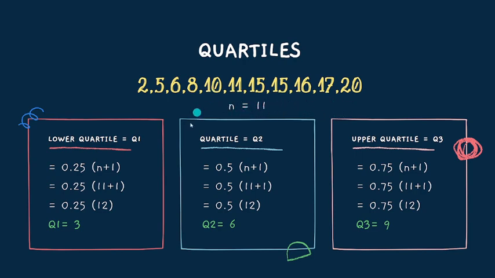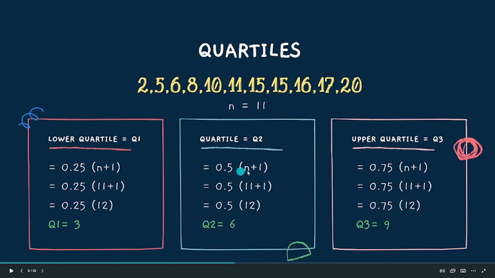Hence n is 11. For our lower quartile, or Q1, we get 0.25 times n plus 1. This is our formula. Then we substitute: 0.25 times 11 plus 1. N is 11, plus 1, so 0.25 times 12. Then our Q1 will become 3.